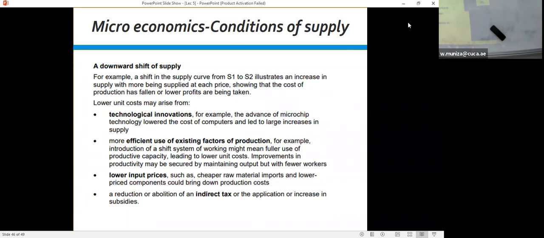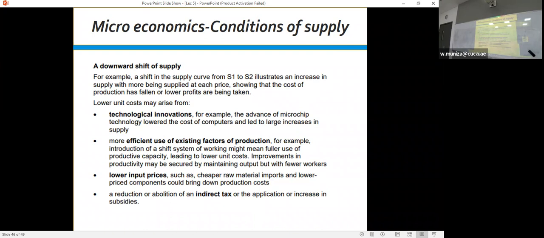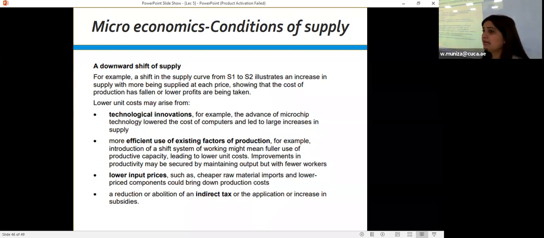Now, a downward shift of supply can also be there. Like they have given an example also regarding that previous illustration. So lower unit cost may arise from, there can be a downward shift of supply as well. The supply is going to be lesser.